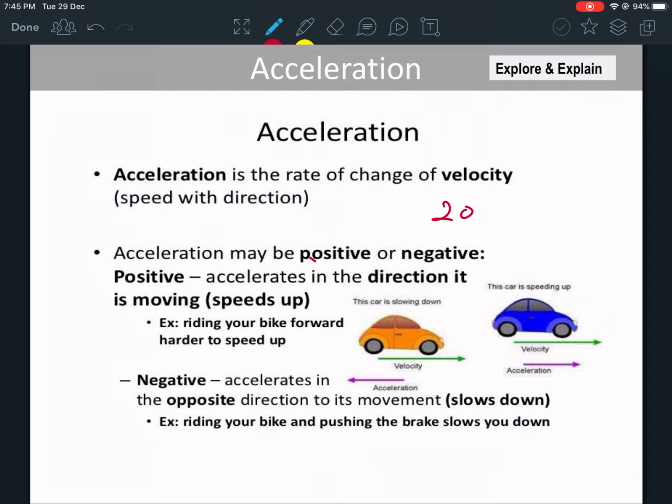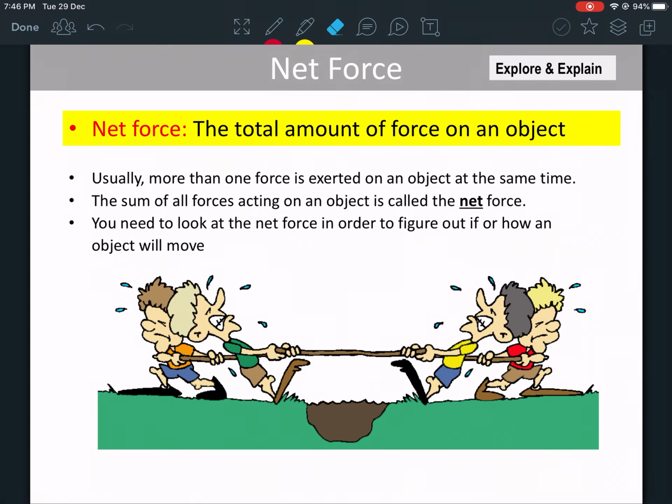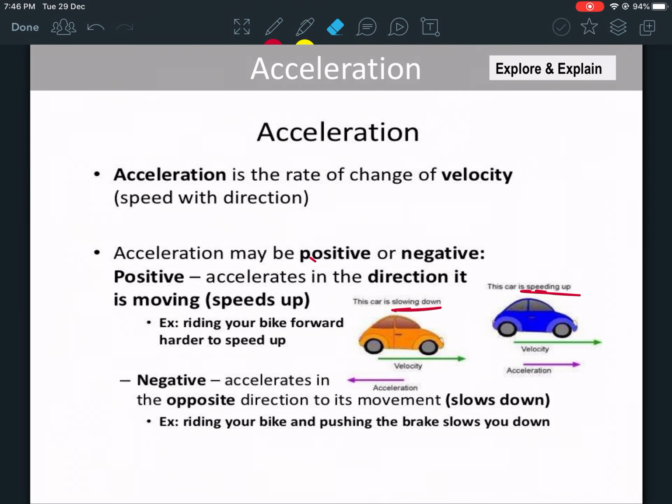So let's say a car is moving 20 meters per second east, and then it started to move 20 meters per second west. It changed its direction. Okay, it can also be acceleration, but that's just a change in direction. It doesn't have to just be a change in the speed, whether it's slowing down or speeding up. Acceleration can also be a change in direction. So that's acceleration, basically just a change in velocity, whether it is speeding up, slowing down, or just changing direction altogether. Okay. We're going to be talking about net forces, but that's going to be in the other video.